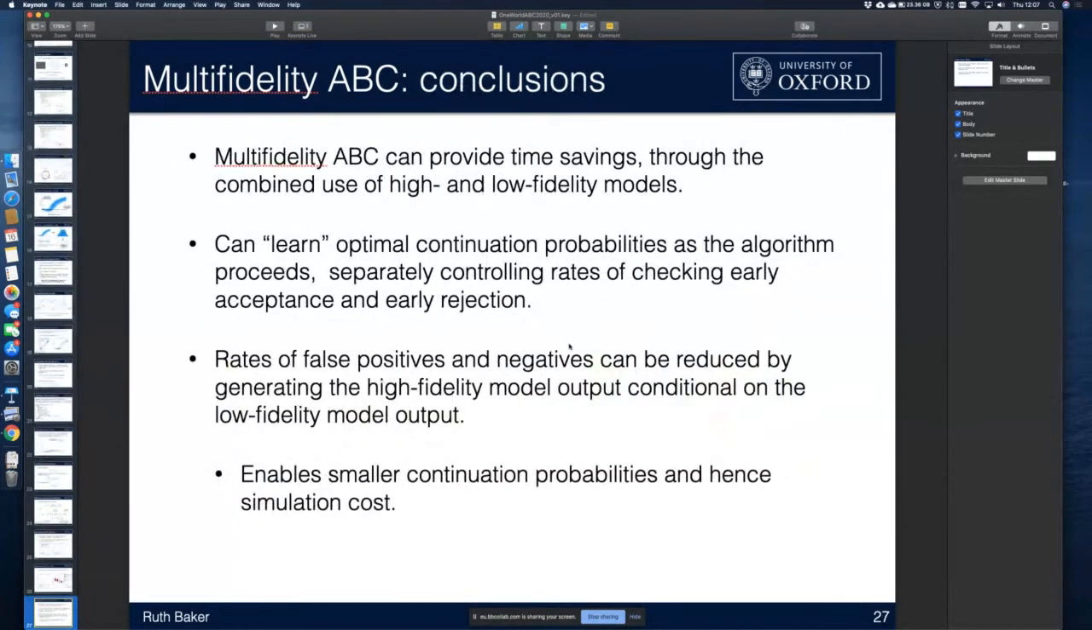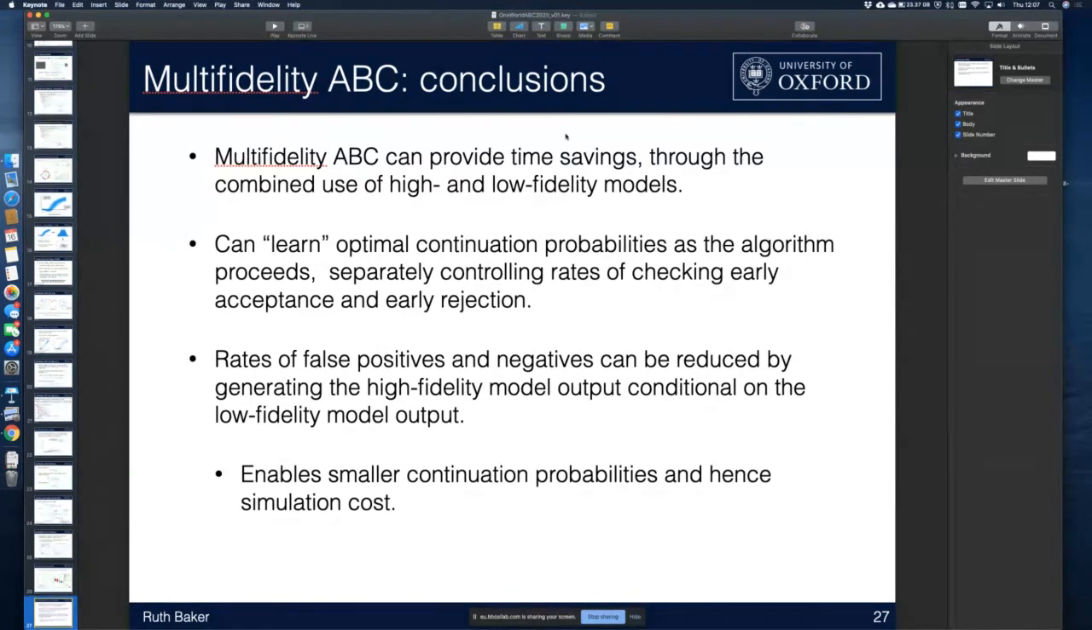Okay, so this is the halfway point really, and I just want to recap by saying that multi-fidelity ABC can give you time savings through the combined use of high and low fidelity models, that you can learn all continuation probabilities as the algorithm proceeds, and you can separately control the rates of checking of early acceptance and early rejection. Also, one more thing before I go too much further: the rates of false positives and negatives can be reduced by generating the high fidelity model output conditional on the low fidelity model output.